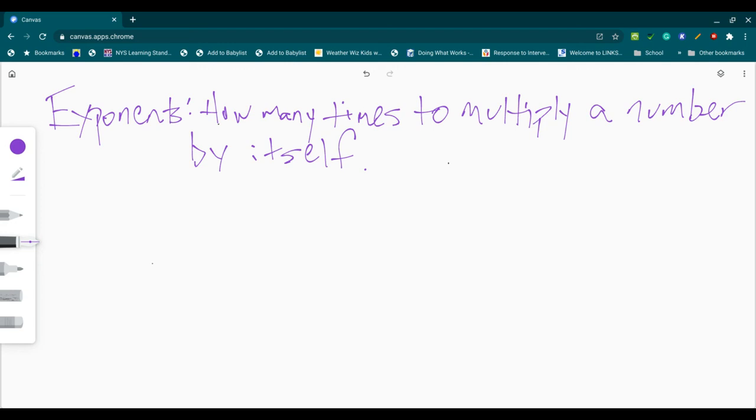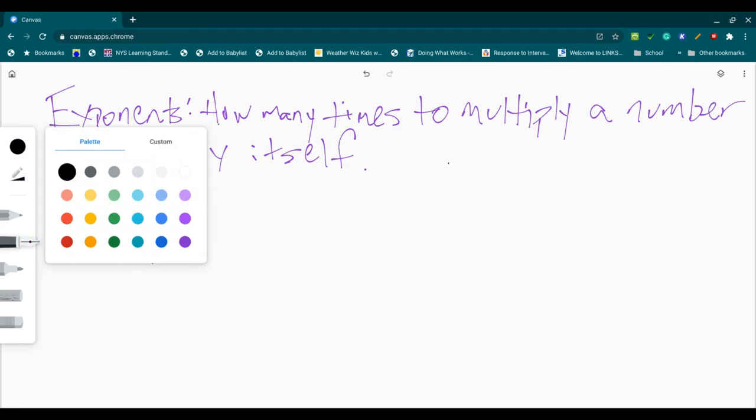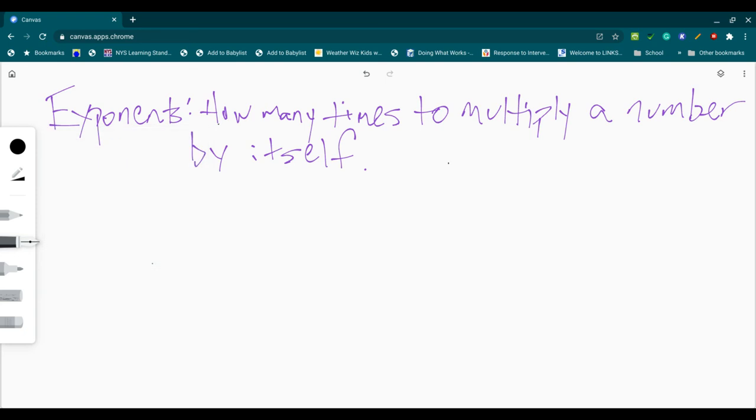Hi guys, real quick, we're going to talk about exponents. Exponents are a way to multiply a number by itself to get really big really quickly. You may hear the term that something gets exponentially bigger. That means that it gets bigger by a large degree very quickly.